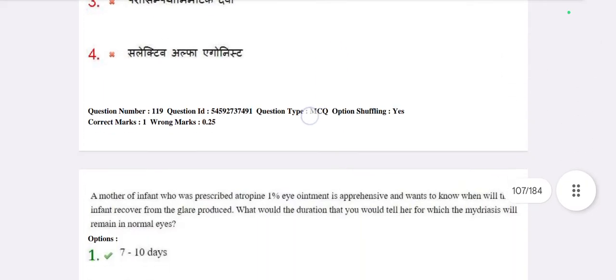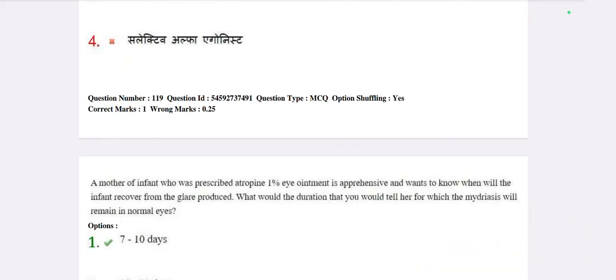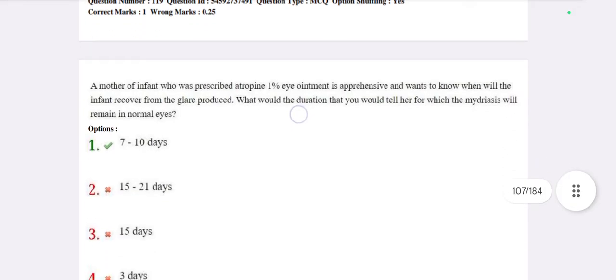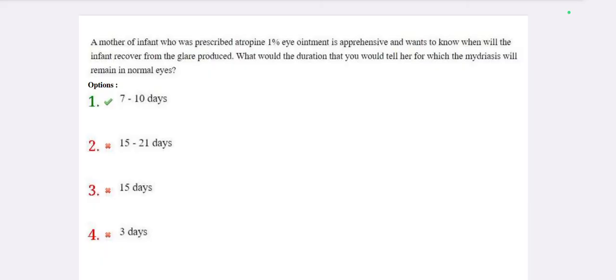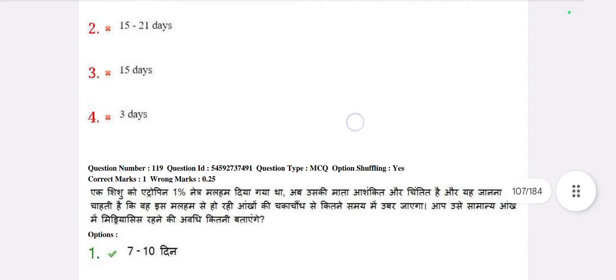Our next question is, a mother of an infant who was prescribed atropine 1% eye ointment is apprehensive and wants to know when the infant will recover from the glare produced. What duration would you tell her for which the mydriasis will remain in the normal eye? 7 to 10 days, 15 to 21 days, 15 days or 3 days. Correct answer is 7 to 10 days.